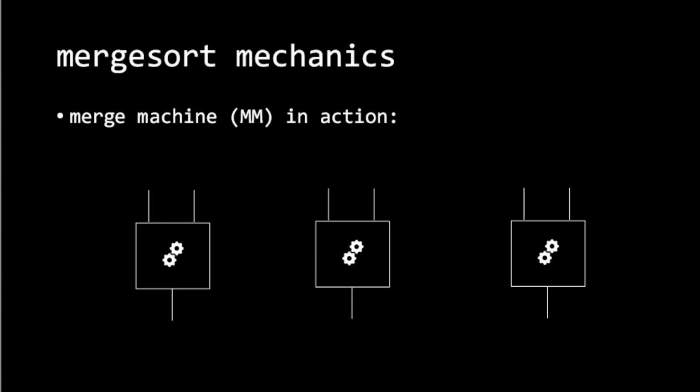Okay, so let's go ahead and look at what these merge machines would look like. For example, we could have an input of a list with just the 1 and a list of just a 2. So the first sorted sequence would be 1, the second sorted sequence would be 2, and the ending result would be the sorted list 1, 2.